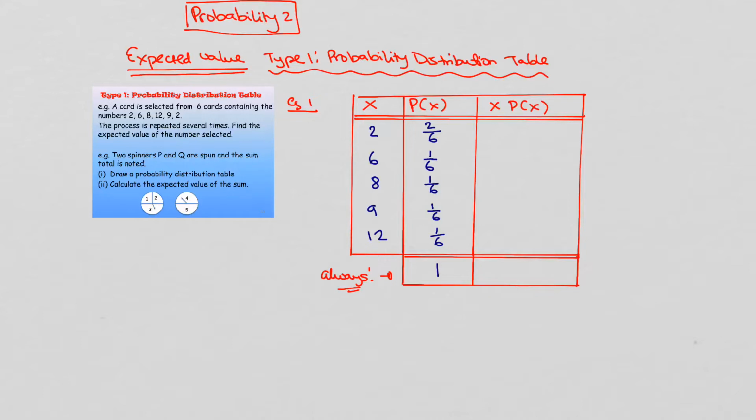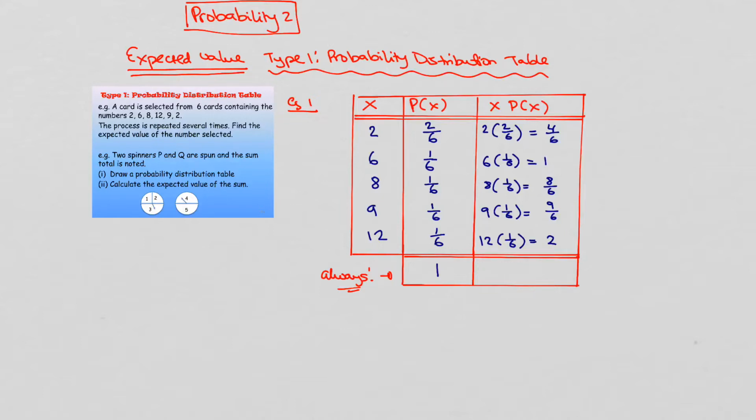Now, if I multiply them, I'm going to have 2 multiplied by 2 over 6, which is 4 over 6. And again, you can simplify that down to 2/3 if you want. We then have 6 times 1 over 6, which is 1. We have 8 times 1 over 6, which is 8 over 6. And again, you can simplify that down if you want. So that would be 4 over 3. And then we have 9 times 1 over 6, which is 9 over 6. And of course, you can simplify that down to 3 over 2. And then we have 12 times 1 over 6, which is 2.